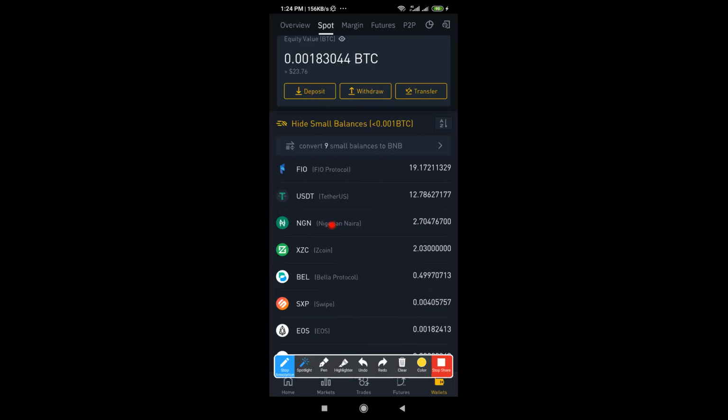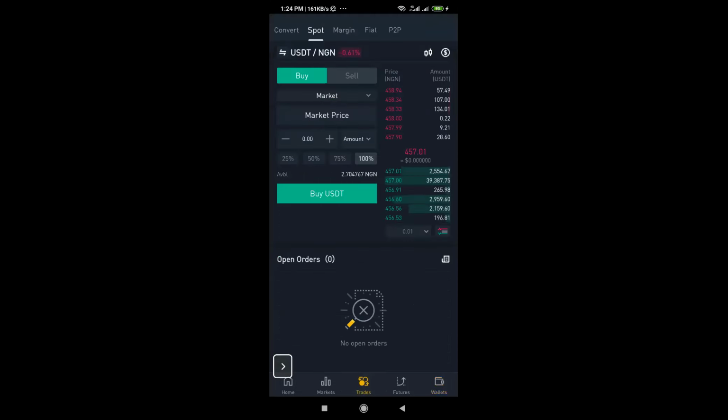Once it appears there, you come to trades, this place. You come to trades, and then when you do, you can buy at the market price. This is the market price at the moment. 457 naira to $1. Okay. So you can buy at this market price. And once you do, your orders will appear here.